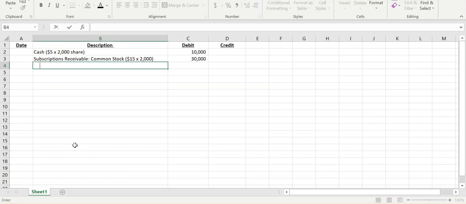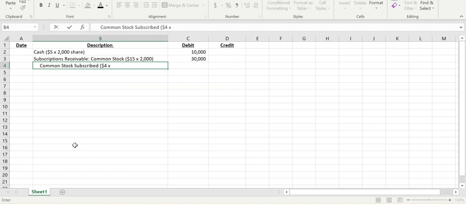Again, we have to segregate out. When we do our balance sheet presentation, we have to show that these shares of common stock are not part of the lump sum common stock at this point. They're subscribed, so they're being held in their own spot here. So we have our common stock subscribed.